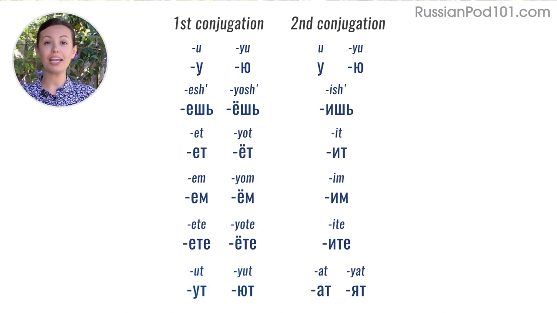Now let's take a look at the typical endings of the second conjugation verbs. First person singular – у-ю. Second person singular – ишь. Third person singular – ит. First person plural – им. Second person plural – ите. Third person plural – ат-ят.